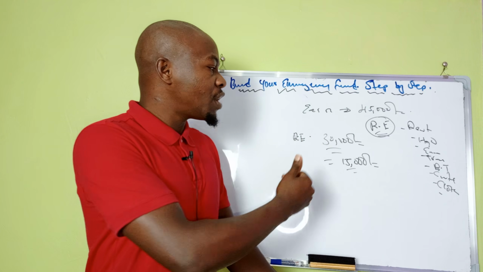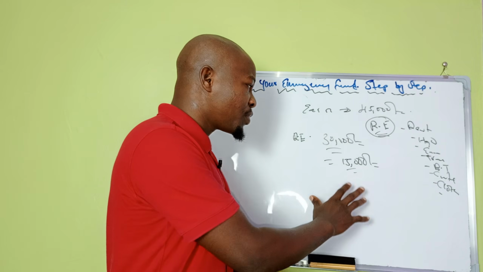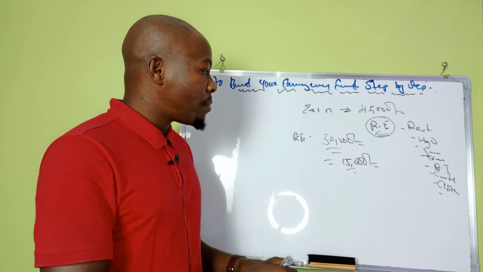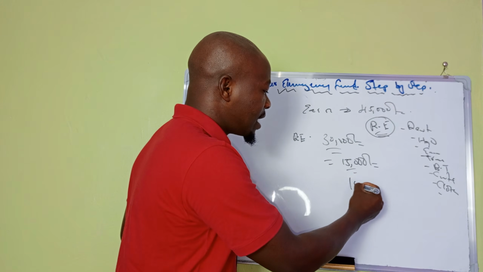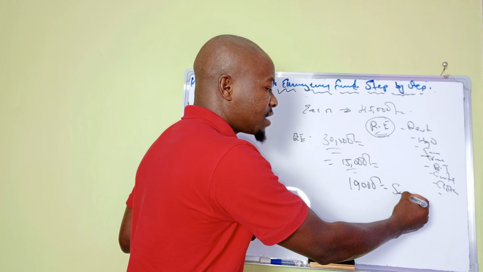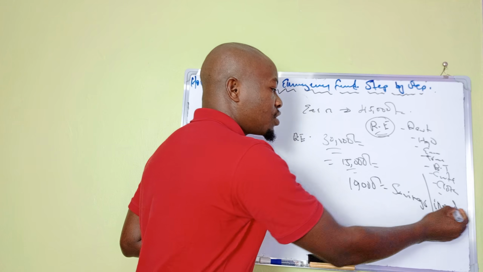Out of this 15K, remember one thing: differentiate between savings for the purposes of investment and an emergency fund. If you have 15,000, that is your potential savable amount. Then you can decide that 10,000 out of this, I can set aside for the purposes of savings, for investing in the future.